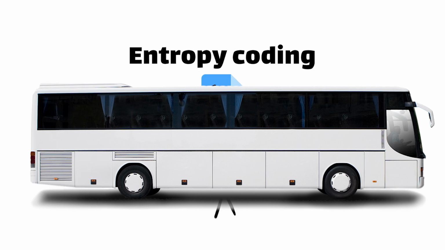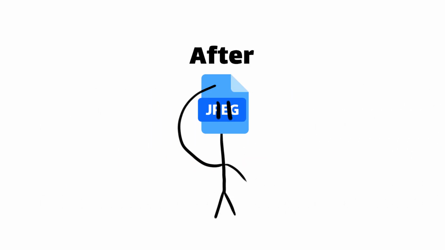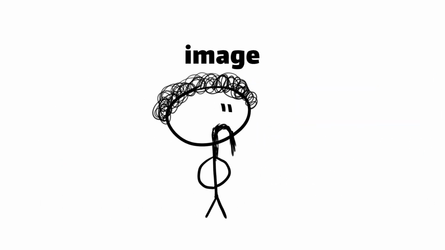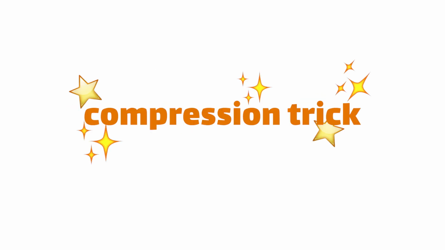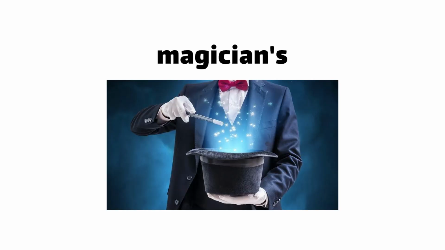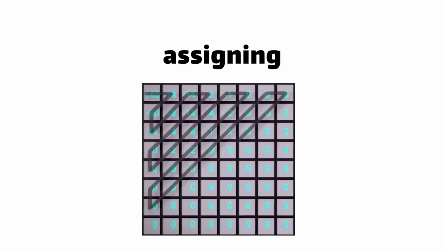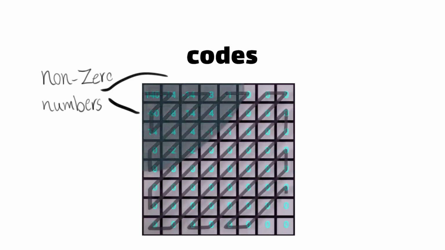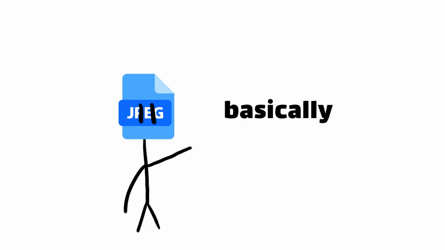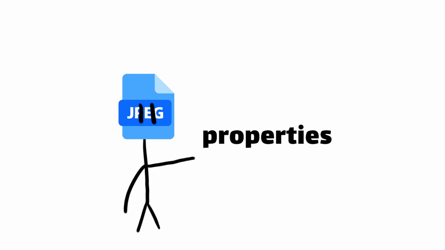Number 6. Entropy Coding. After the quantization station, our image moves to the final stop, entropy coding. This is where JPEG performs one last compression trick, kind of like a magician's grand finale. This step involves analyzing how frequently each coefficient value occurs and assigning shorter codes to the more common values, while allocating longer codes to the less frequent ones, basically exploiting their statistical properties.